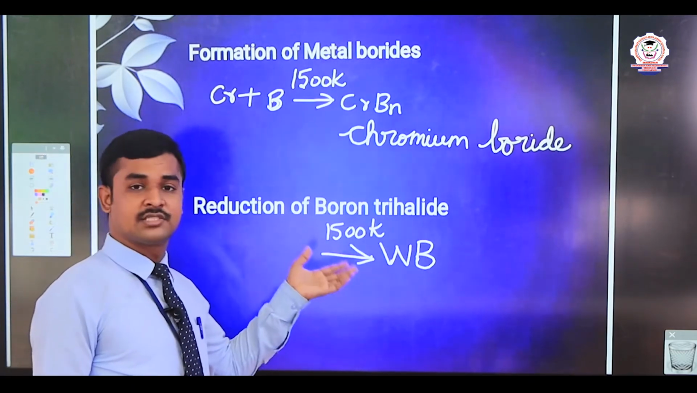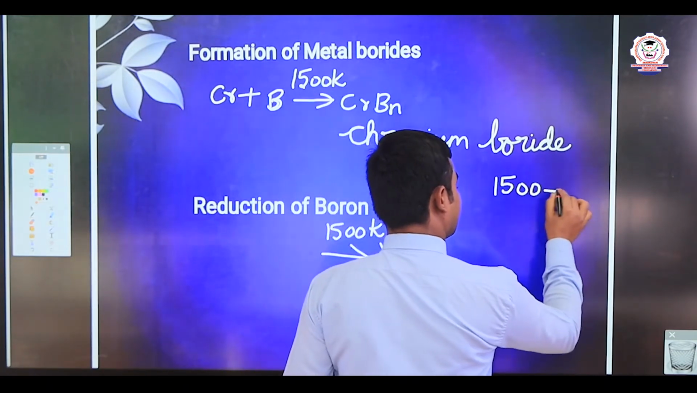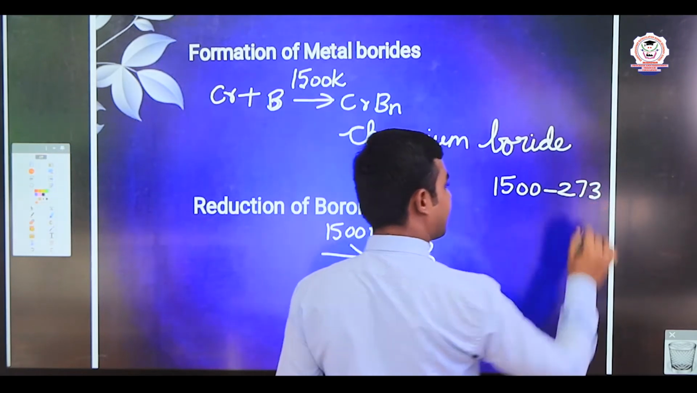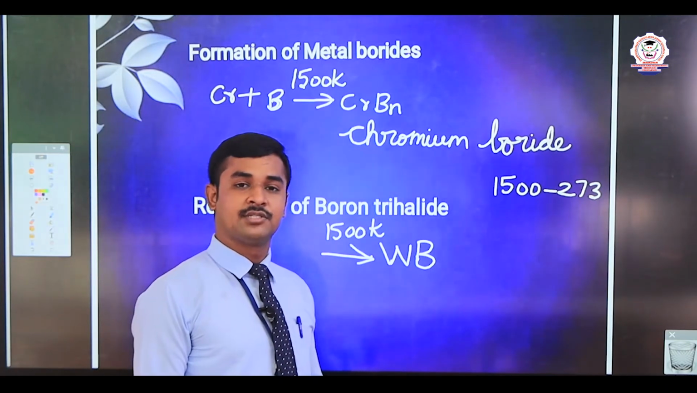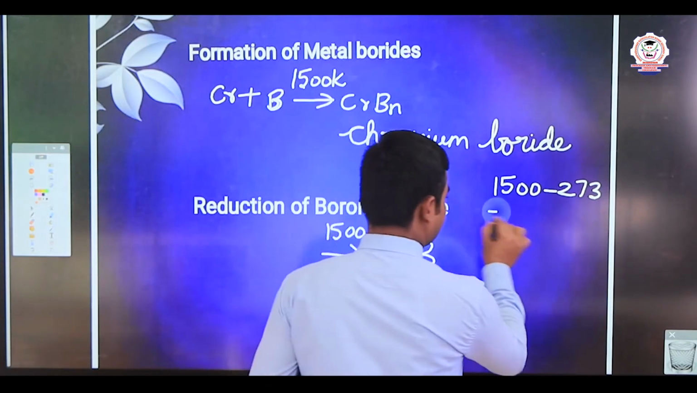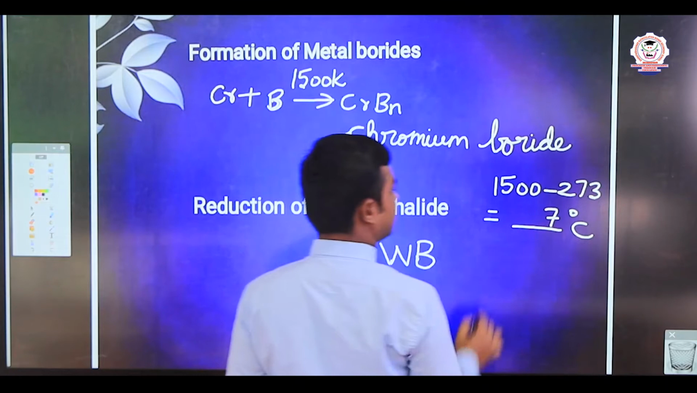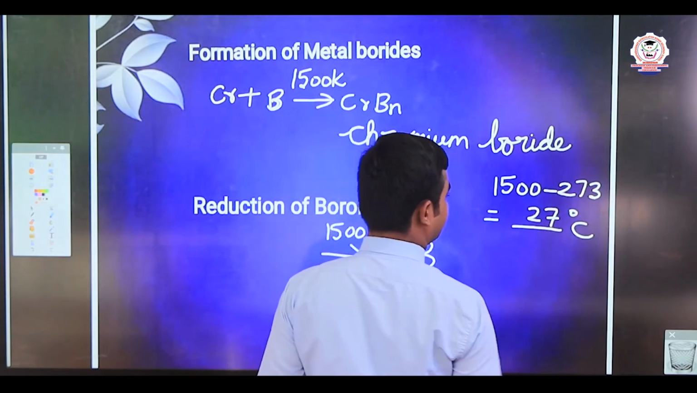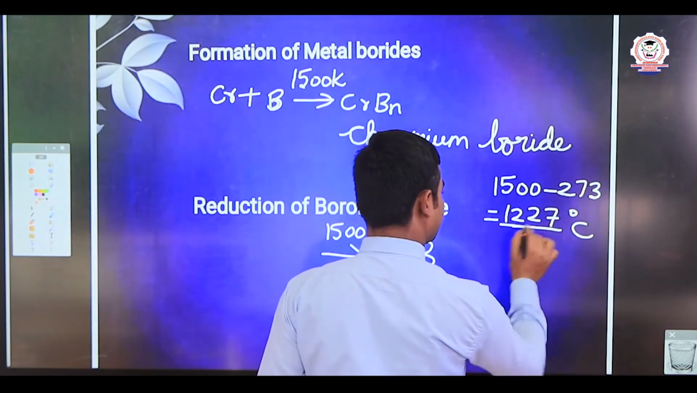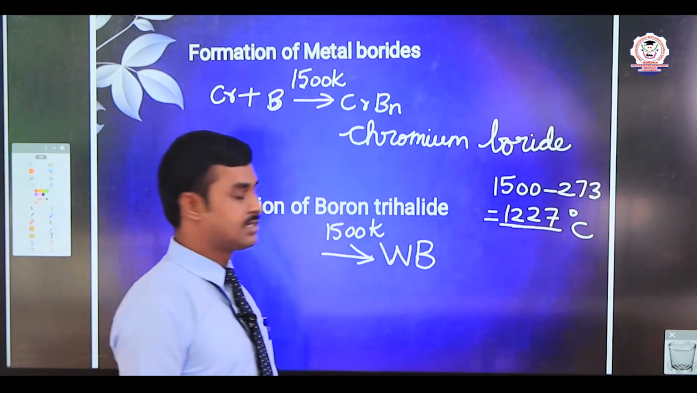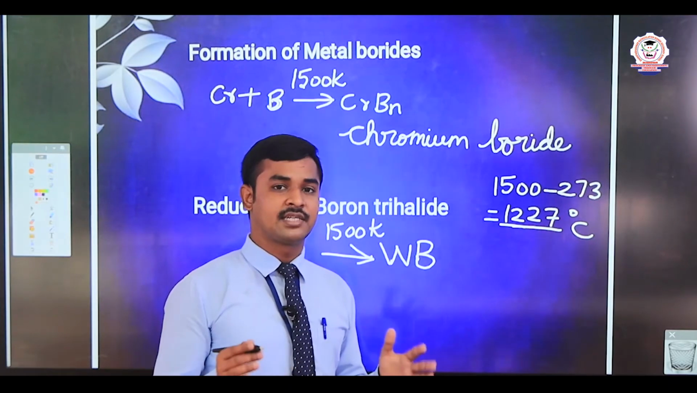So how many degrees Celsius is this? You can find the degree Celsius by subtracting 273, because at 0 degree Celsius the Kelvin value is 273. So we can convert it into degree Celsius: 10 minus 3, 7; 9 minus 7, 2; and remaining 14 minus 2, 12. So 1227 degree Celsius. Compared to others, it is a very high temperature. It is the melting temperature of the metal.